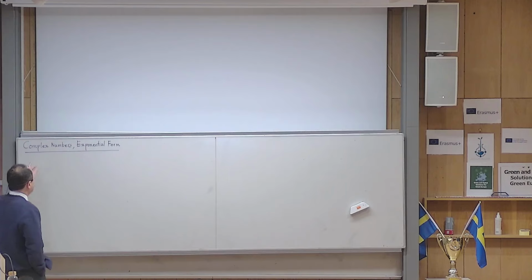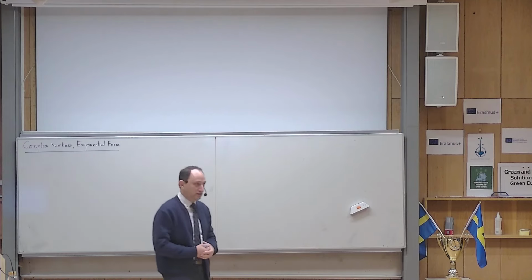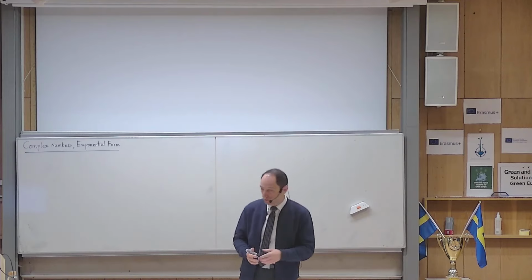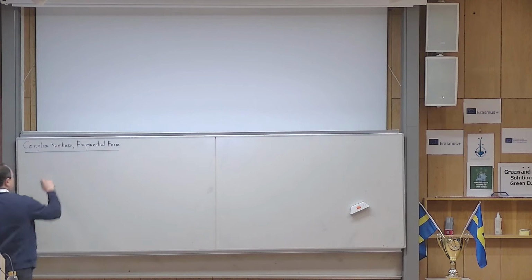So today we want to talk about the exponential form of a complex number. So far we had two forms of a complex number. One of them is the standard one, and the other one was the polar form or the trigonometric form. But now we want to talk also about the exponential form. This is a famous formula.